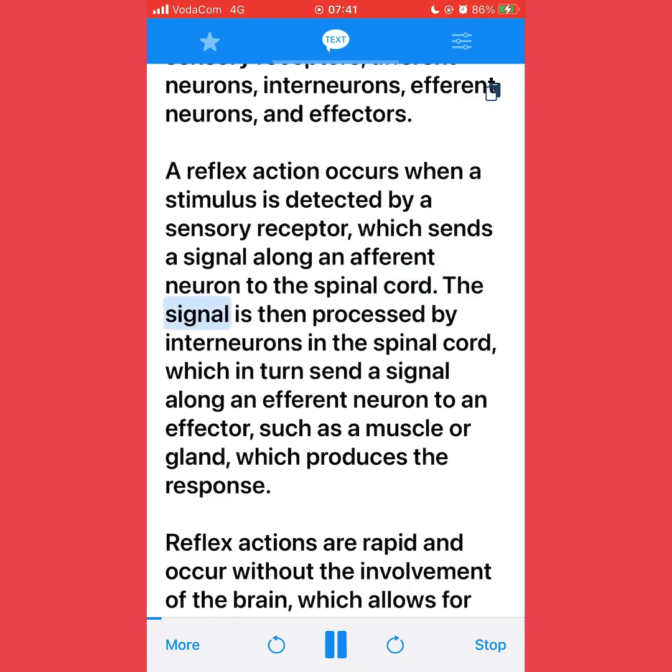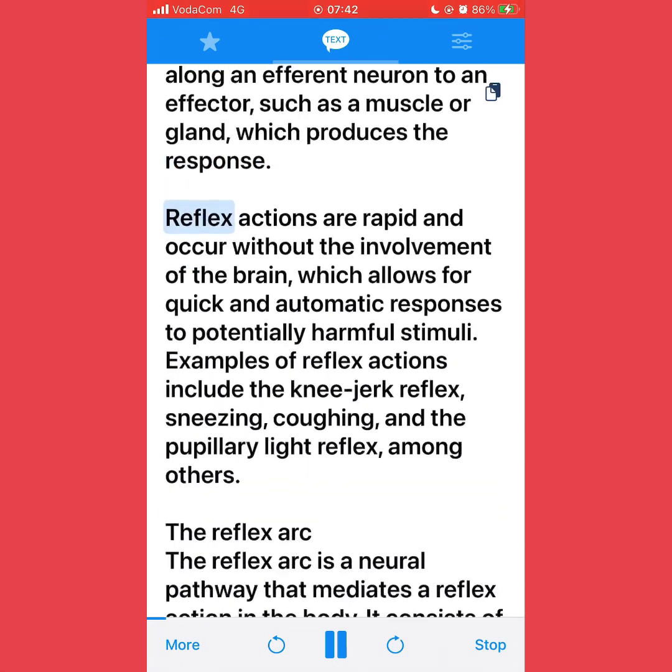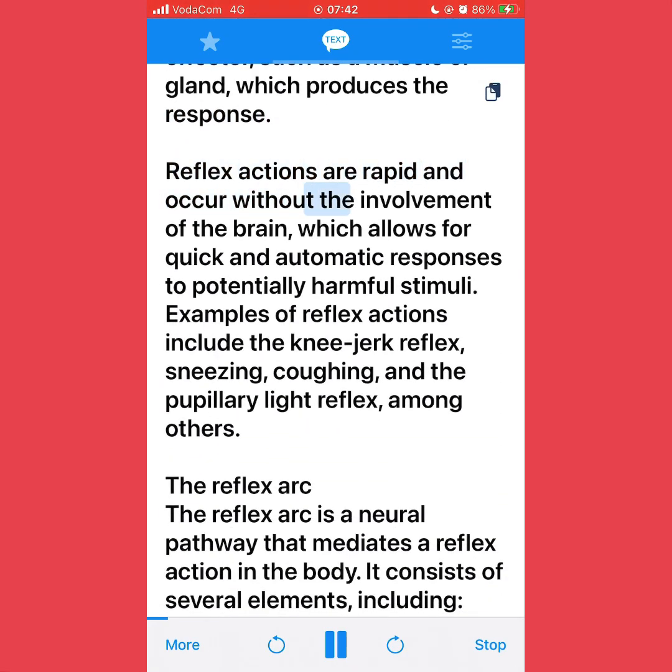The signal is then processed by interneurons in the spinal cord, which in turn send a signal along an efferent neuron to an effector, such as a muscle or gland, which produces the response. Reflex actions are rapid and occur without the involvement of the brain, which allows for quick and automatic responses to potentially harmful stimuli. Examples of reflex actions include the knee-jerk reflex, sneezing, coughing, and the pupillary light reflex, among others.